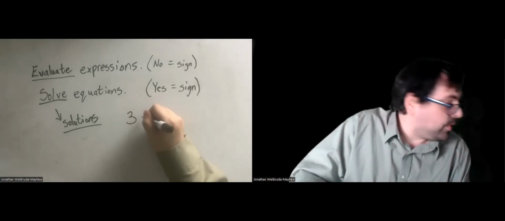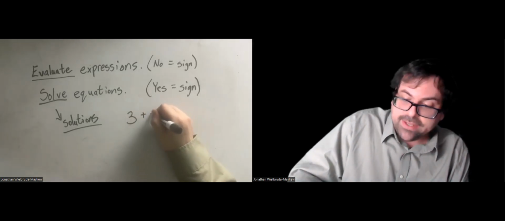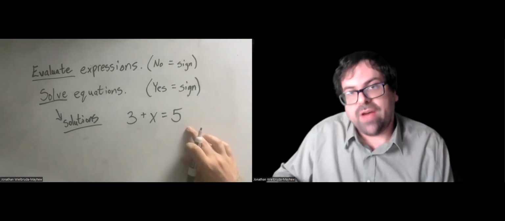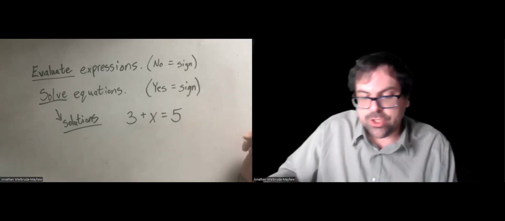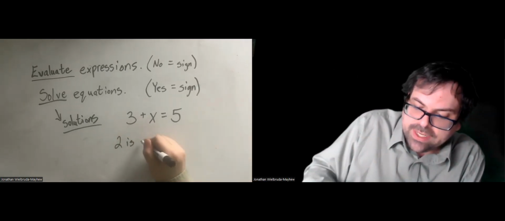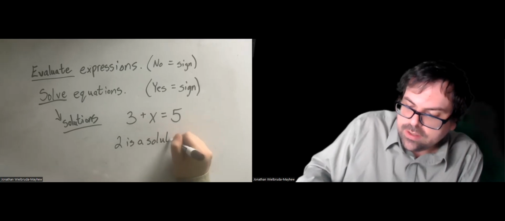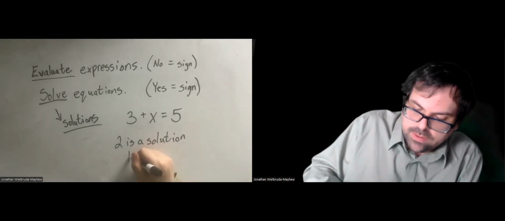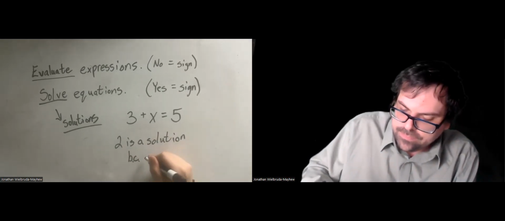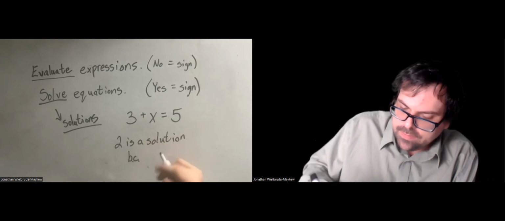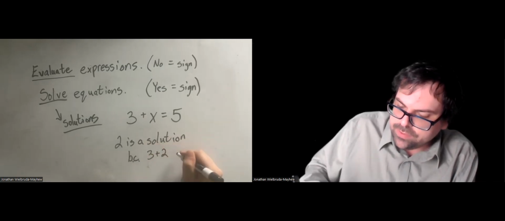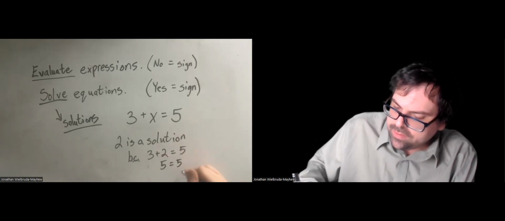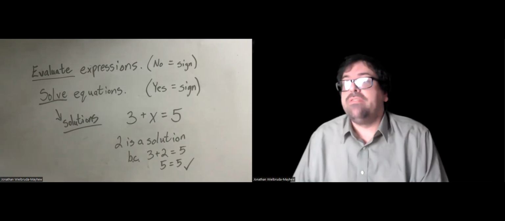Let's say we have 3 plus x equals 5. 3 plus what equals 5? 2. 2 is a solution because it makes the statement true. 3 plus 2 equals 5, and 5 equals 5.